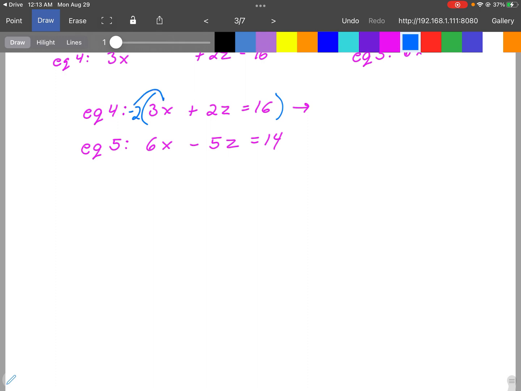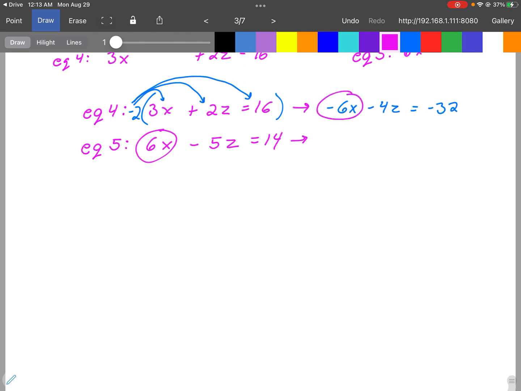So then if I do that, I'm going to have negative 2 times 3x is negative 6x. Negative 2 times positive 2 is a negative 4z. And then negative 2 times positive 16 is going to be a negative 32. All right, then equation 5 doesn't need to be modified at all because I have a positive 6x to cancel with this negative 6x. So I'm going to bring it over just the way it is. 6x minus 5z equals 14.